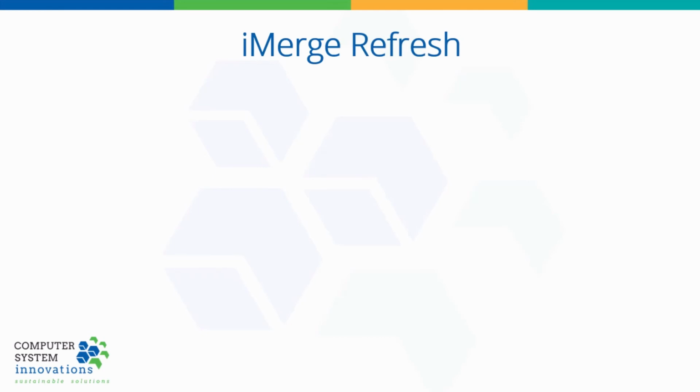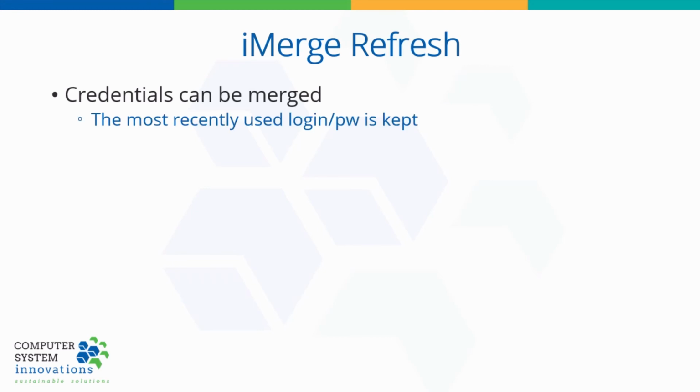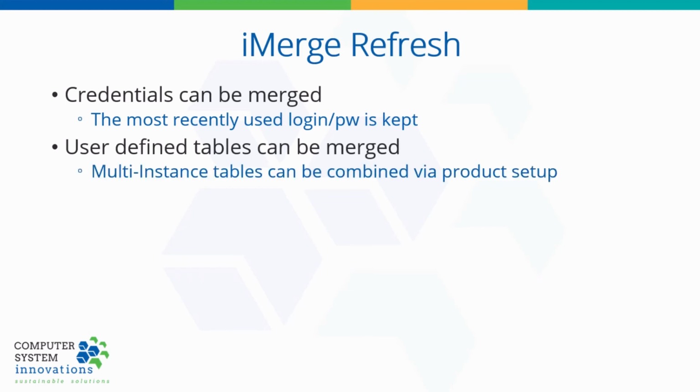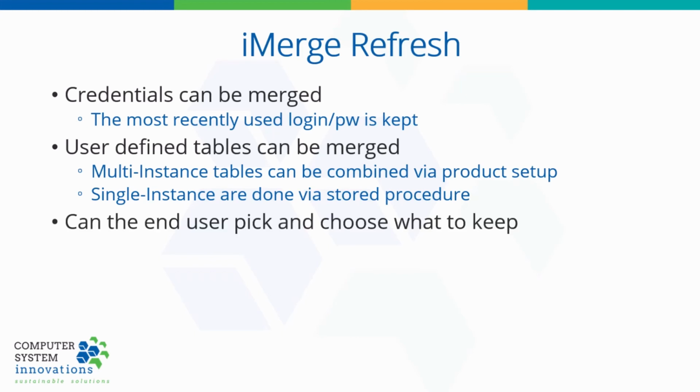So let's do a quick refresher of iMerge. Remember, credentials can be merged, it's optional, and we're going to keep the most recently used login and password. User-defined tables can be merged. Multi-instance, you can do right from the product via the setup. Single instance, you do via stored procedure. That's going to give you the power to decide what to do with each and every field. Can the end user pick and choose what to keep? No. Remember, iMerge does what it does each and every time.